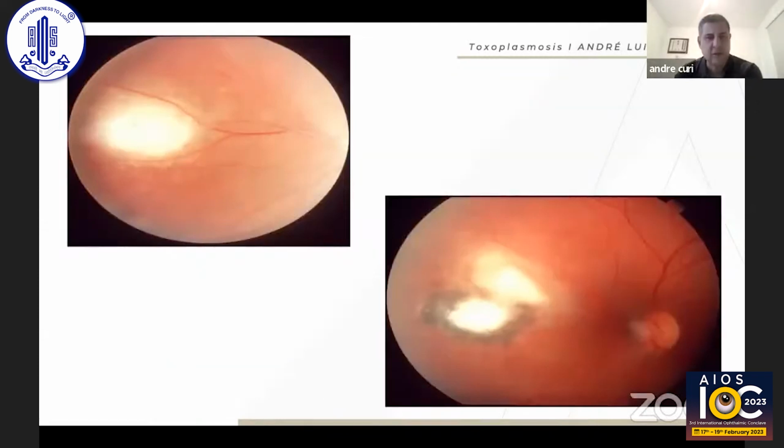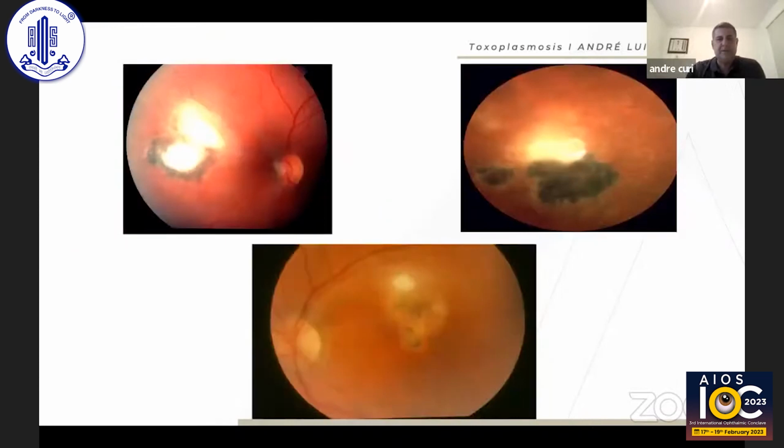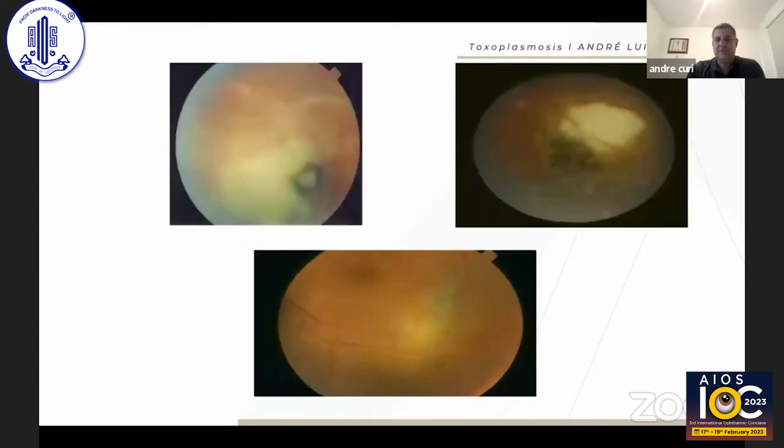This is the classical toxoplasmosis retinochoroiditis. It's always important to see this hyperpigmented scar to confirm the diagnosis. Usually in Brazil, if you see a case like this, we don't even ask for serology and go straight forward for the treatment. You can see here other examples of classic active recurrent retinochoroiditis.